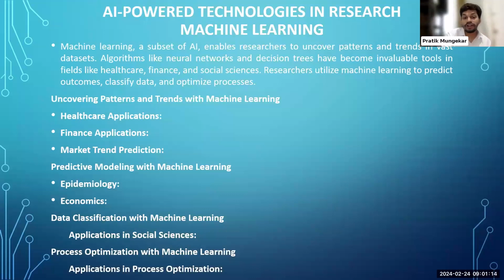So, predictive modeling with machine learning. Now, predictive modeling, a key application of machine learning, usually empowers researchers across diverse fields to make informed decisions by forecasting future scenarios based on historical data and patterns. It is a critical tool for researchers in areas such as epidemiology and economics, where understanding and preparing for future outcomes are of paramount importance.